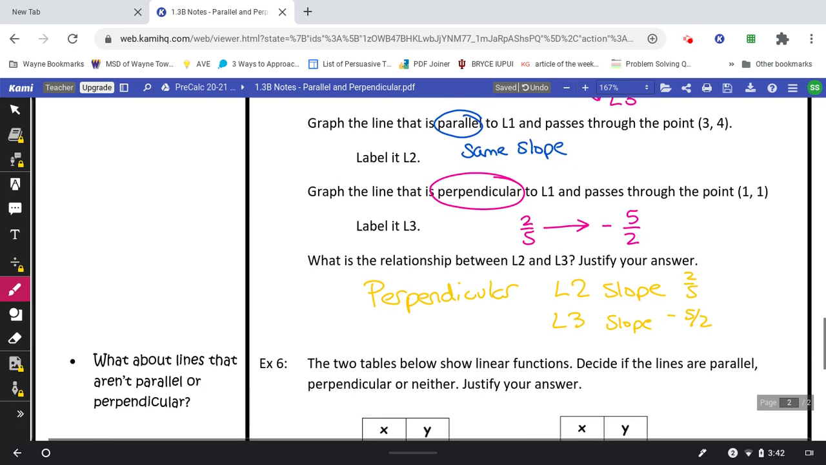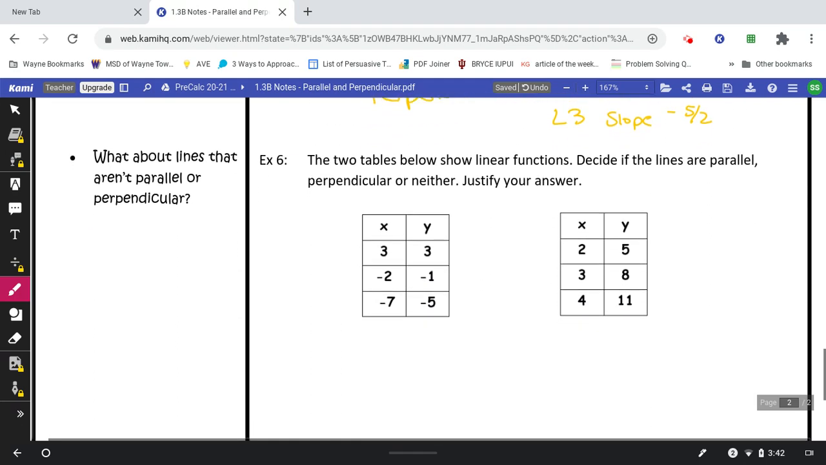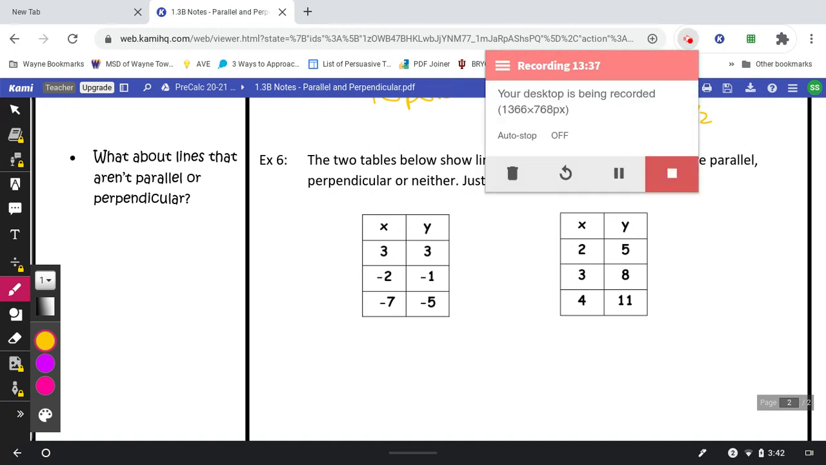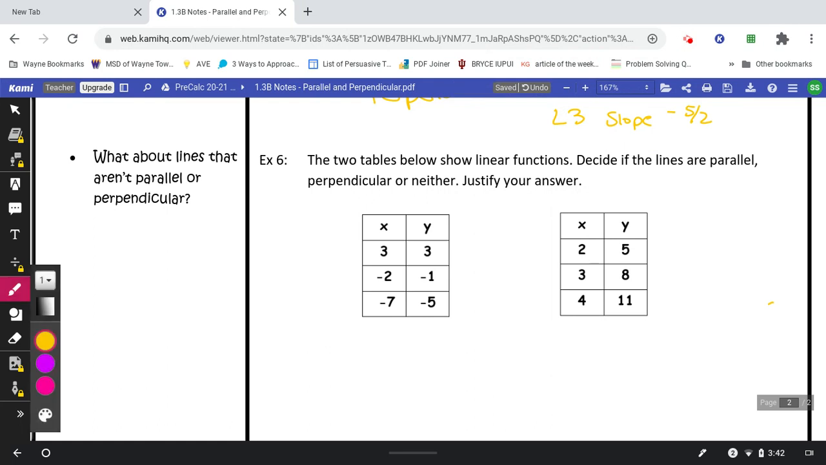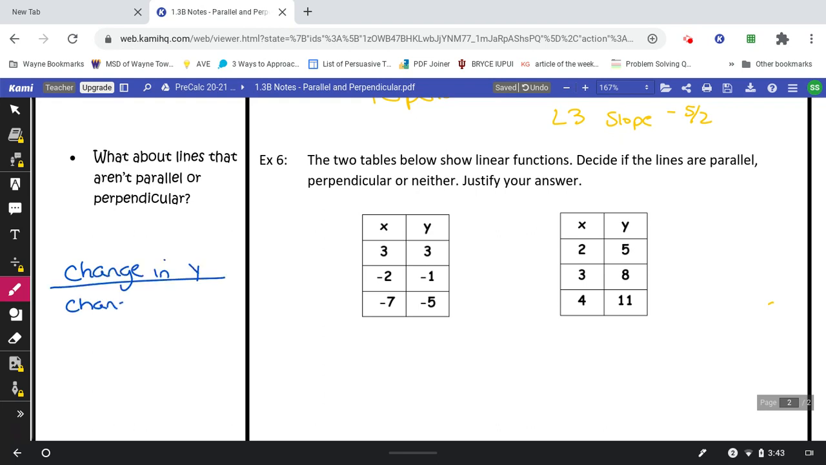Okay, so for the last example, what about lines that aren't parallel or perpendicular? The two tables show linear functions. Decide if the lines are parallel, perpendicular, or neither, and justify your answer. So for our slope, it's just comparing the y's and the x's. The slope formula is y2 minus y1 over x2 minus x1, but pretty much it can be written as the change in y over the change in x.